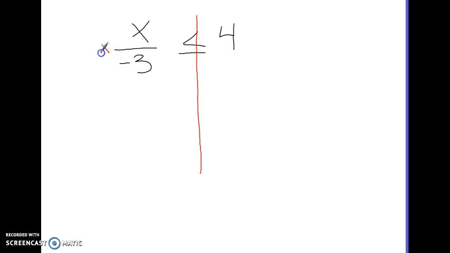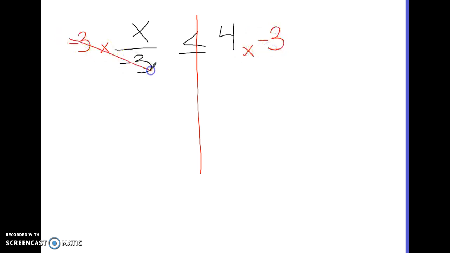Example 4, we have x divided by negative 3 is less than or equal to 4. Again, our first step in solving is going to draw our line and getting our variable by itself. X is divided by negative 3, so we're going to do our opposite operation, which is multiplying. So we're going to multiply by negative 3 on both sides.